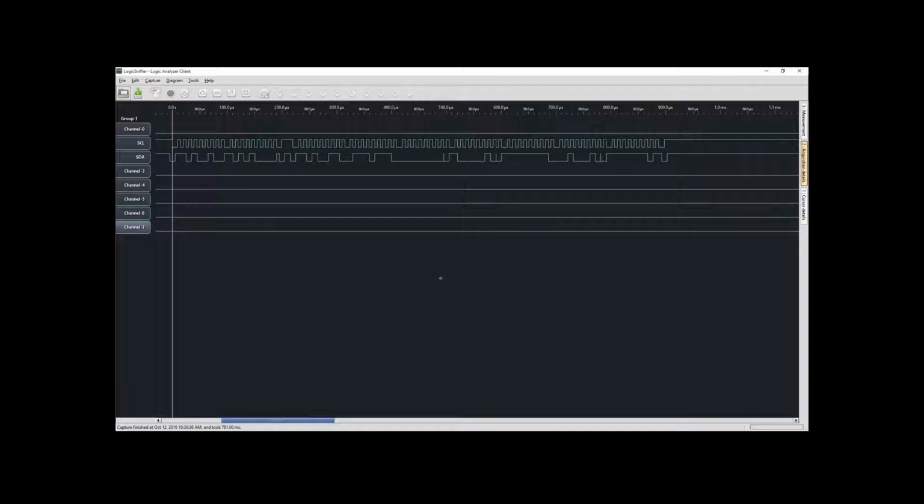This is the actual logic analyzer trace that produced the previous slide. This particular open source logic analyzer can translate these signals, understands I2C and breaks it down. It makes it very easy to read in the form that I just presented.